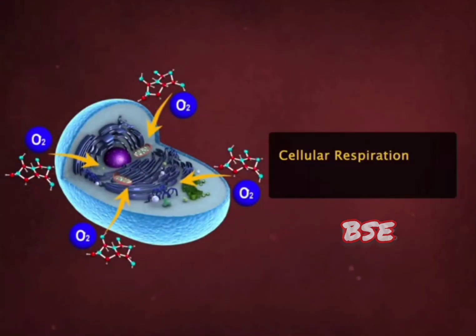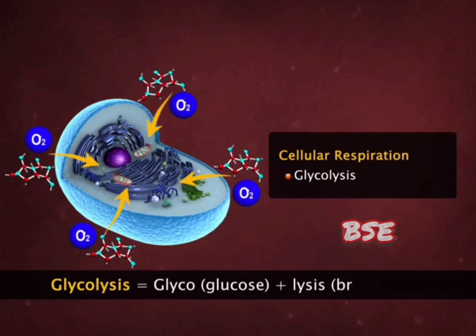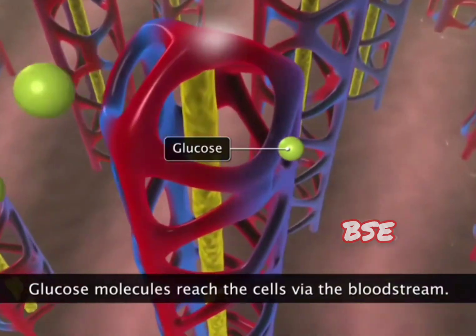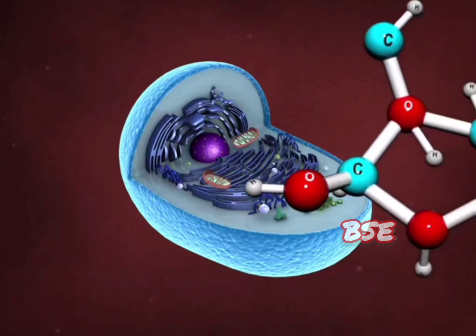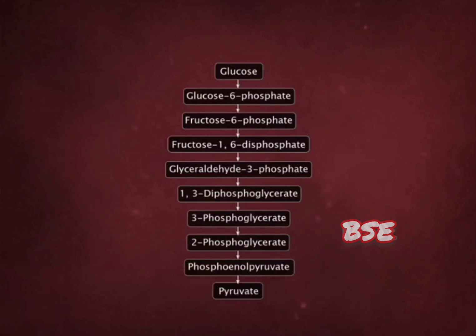Let's understand cellular respiration beginning with the first stage, glycolysis. The word glycolysis itself indicates the breakdown of glucose. The glucose molecules from food that are absorbed in the bloodstream reach the cells. Glycolysis occurs in the cell cytoplasm. In the cytoplasm, the glucose molecules are split up chemically with the help of several enzymes. This breakdown is carried out in many steps, and the entire process is called glycolysis.